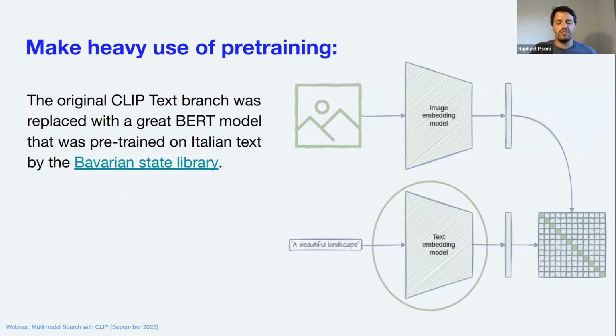So instead of the original text embedding model, we used a great BERT model that was pre-trained on Italian text by the Bavarian State Library. This was really great because they published it on the Hugging Face Hub. So we could just switch this in instead of the original text embedding model. And it was already pre-trained, which was super useful and actually gave us a great performance boost.